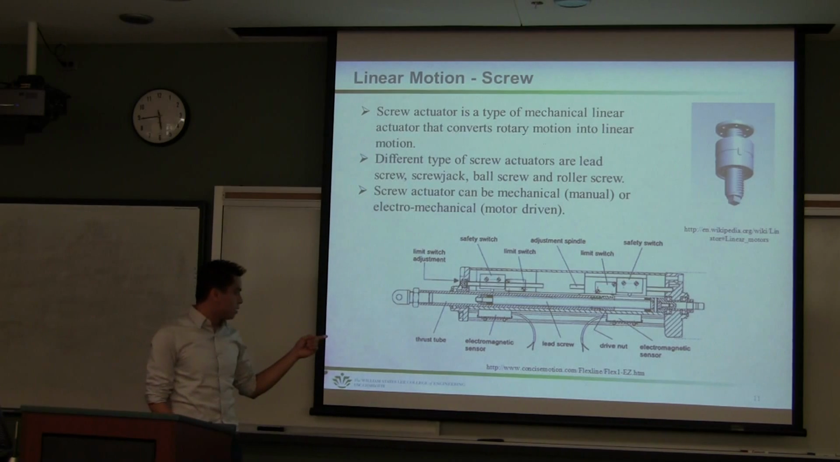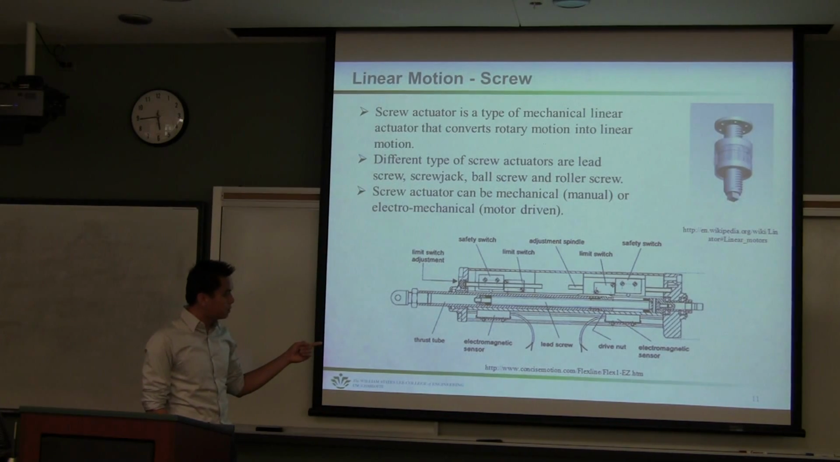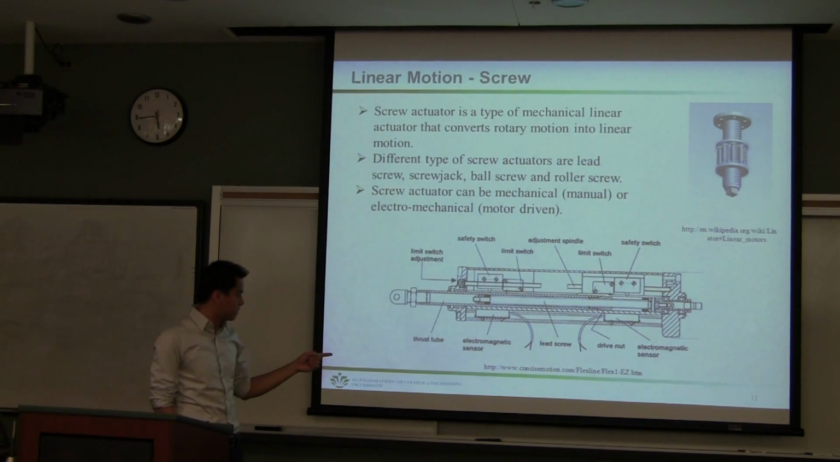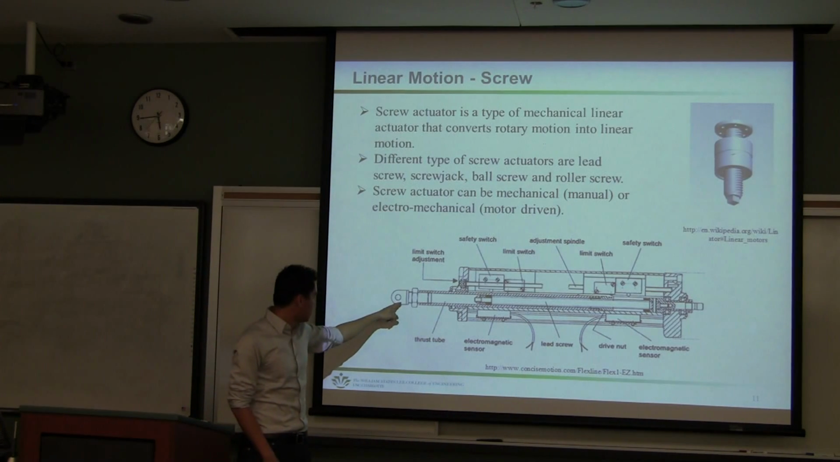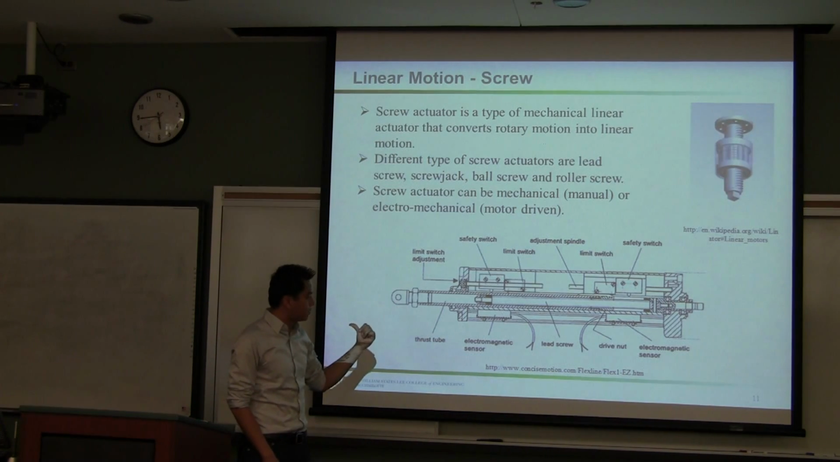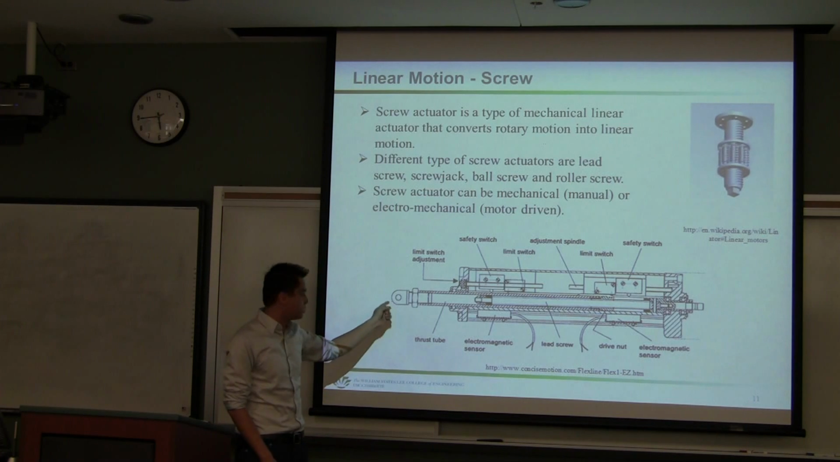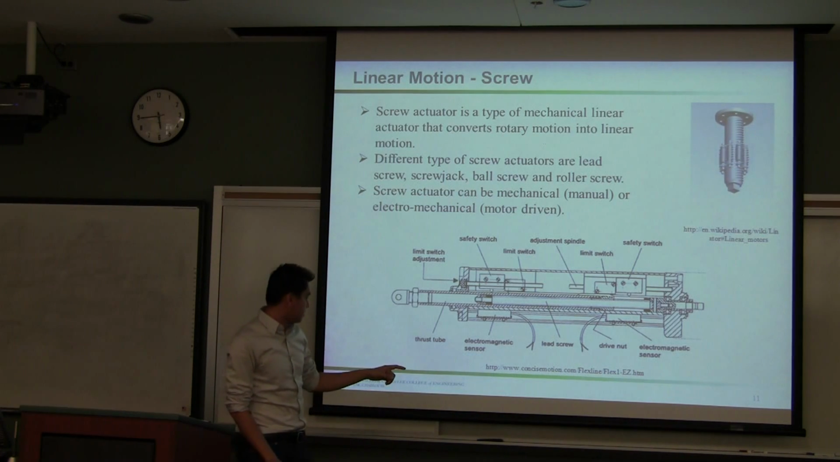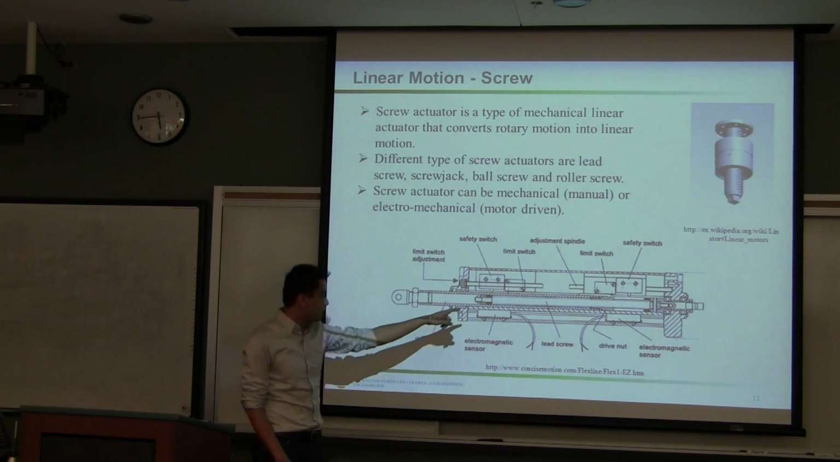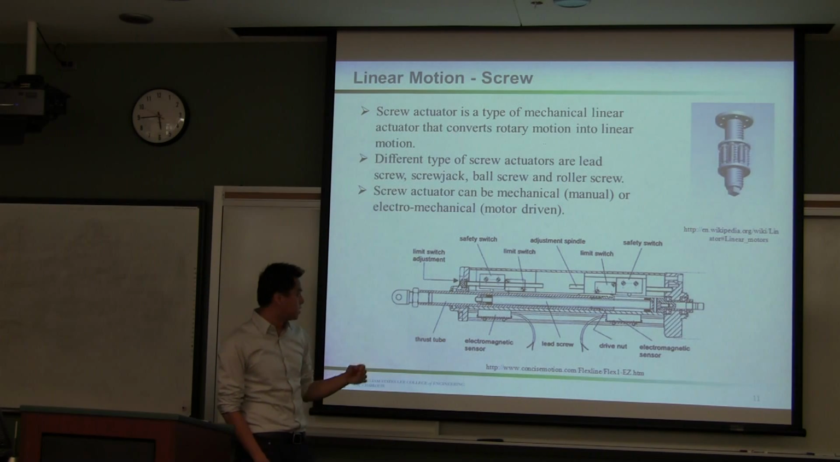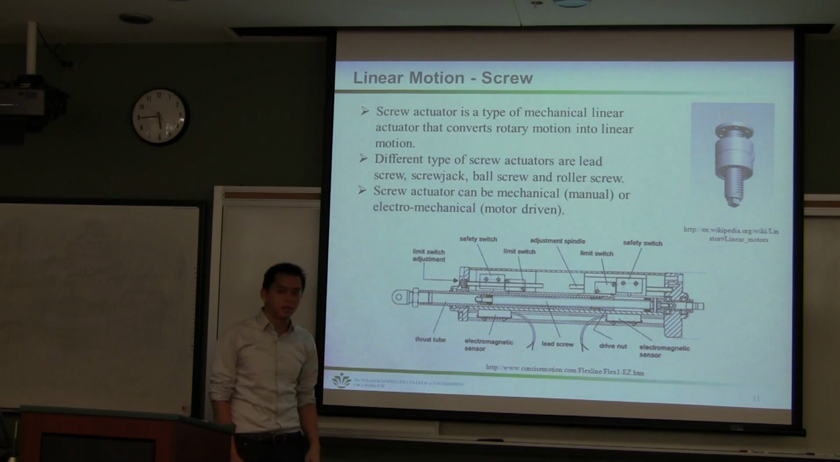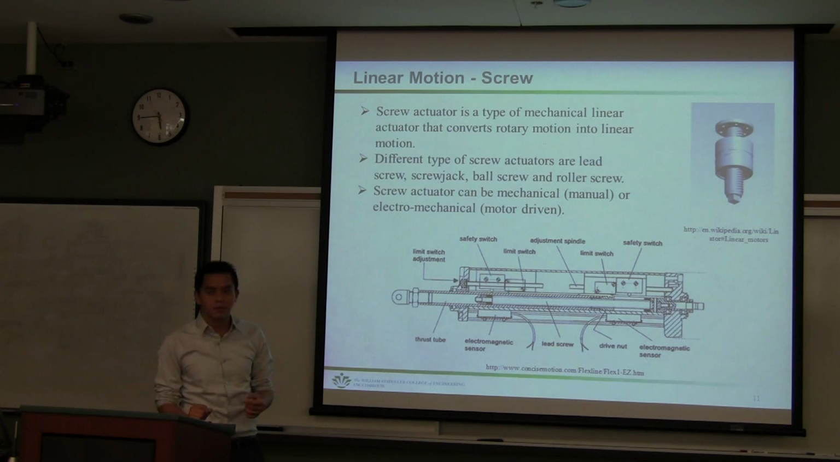With these screw actuators, you have the screw and then the tube that moves back and forth, so you can attach whatever device you want to it. You also have limit switches that prevent the screw from going back and forth too far. That can be your safety switches if you want to use them.